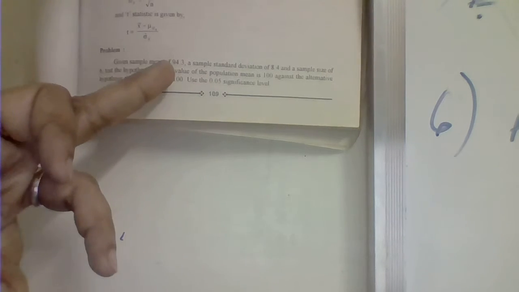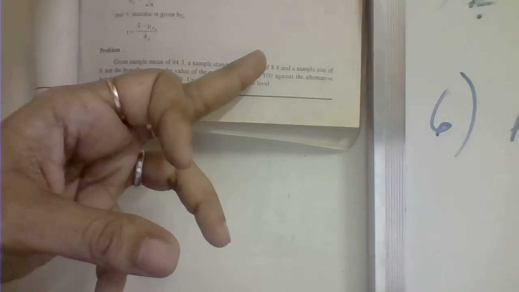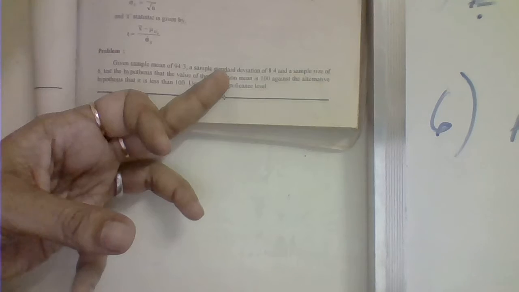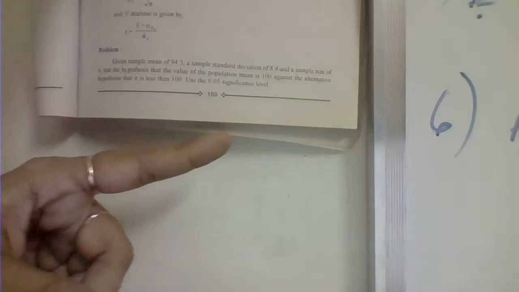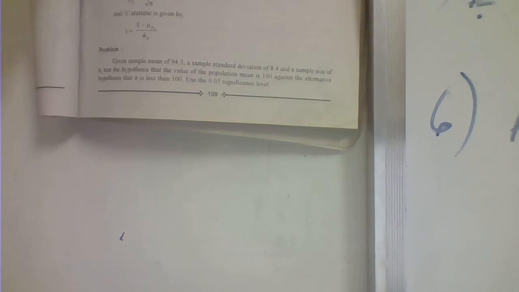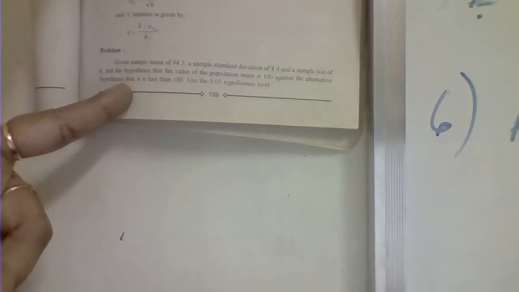And here if you look at the problem, he has given the sample mean and sample standard deviation. So this 8.4 is sample standard deviation. It is not of population. So population standard deviation is unknown and it is a small sample. So you can use t distribution.